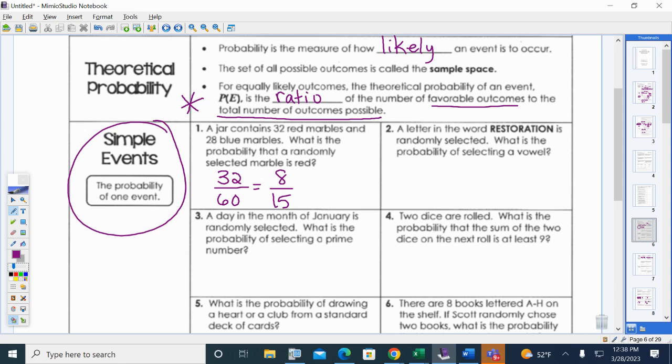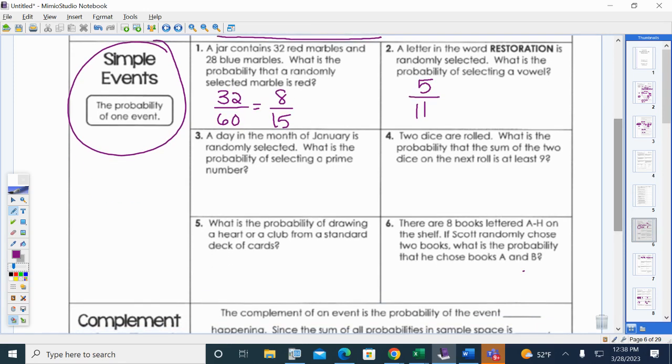number 2. A letter in the word restoration is randomly selected. What is the probability of selecting a vowel? So we have to know what a vowel is, A-E-I-O-U. And in the word restoration, I see 5 vowels. So that is my favorable, selecting a vowel, to the total, which is going to be 11 letters in that word. And 5 over 11 does not reduce. Let's look at number 3.